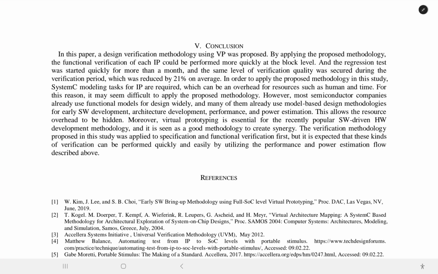Moreover, virtual prototyping is essential for the recently popular software-driven hardware development methodology, and is seen as a good methodology to create synergy. The verification methodology proposed in this study was applied to the specification and functional verification first, but it is expected that these kinds of verification can be performed quickly and easily by utilizing the performance and power estimation flow described above.